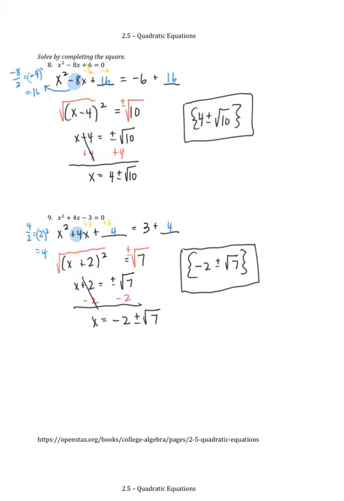All right. So again, that's completing the square, and it works every time, but it does get much more complicated if the coefficient of x squared is anything other than 1.